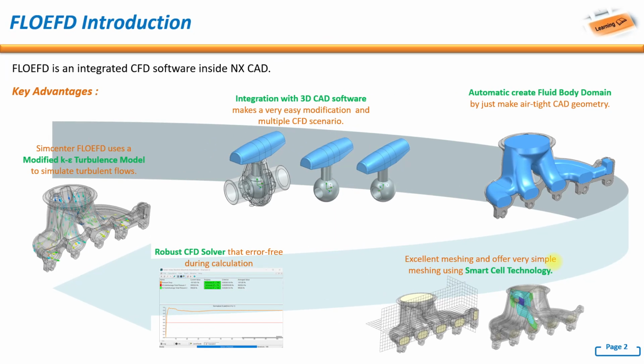For the beginning, I will introduce FLOEFD. FLOEFD is an integrated CFD software inside an NX CAD. So during the work, you're going to use an NX CAD interface. The key advantage is that it is integrated with the CAD software, so it makes modification and multiple CFD scenarios very easy.